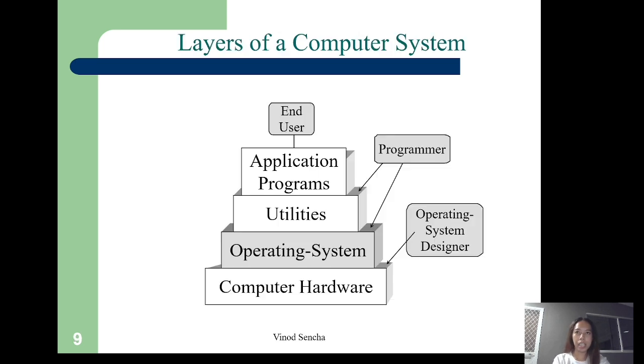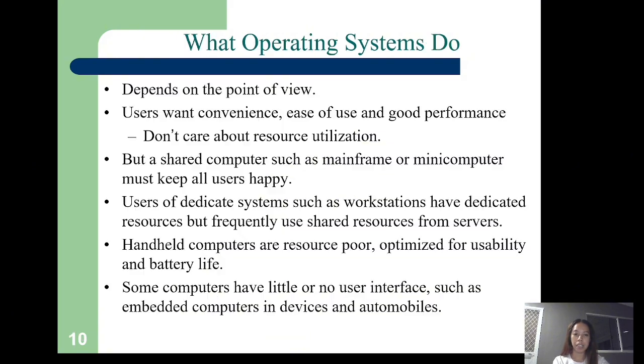And the next slide is the layers of a computing system. So we have application programs, utilities, operating system, and computer hardware. We have the end user. At the utilities and operating system level, we have the programmer. And at the computer hardware level, we have the operating system designer.